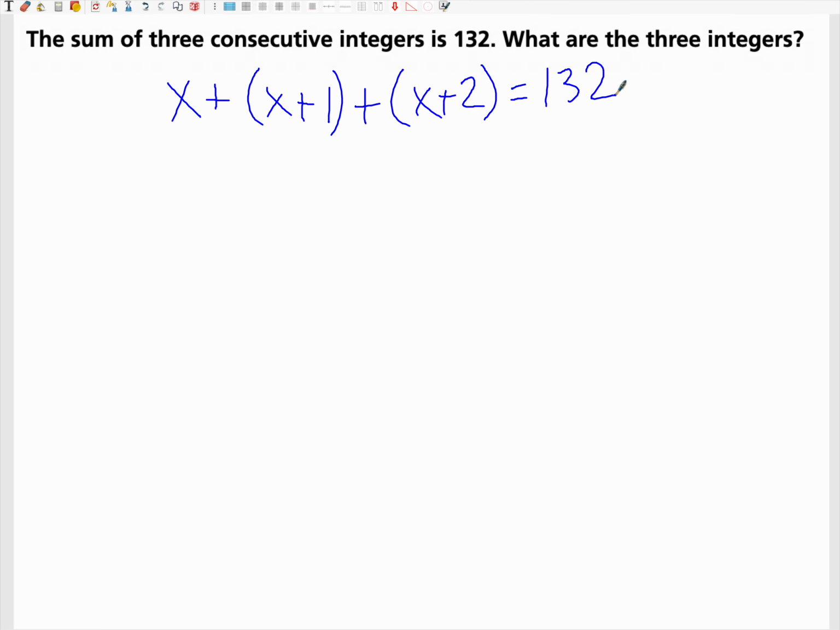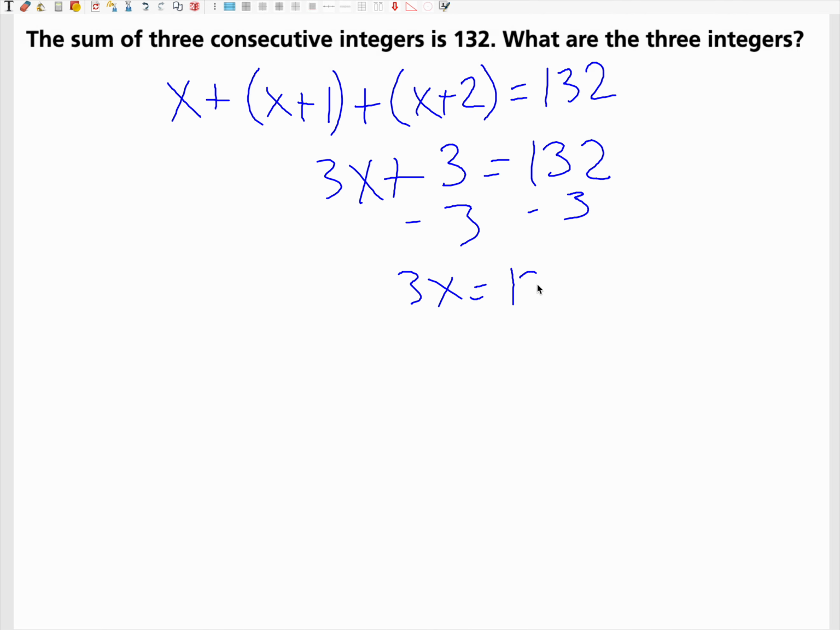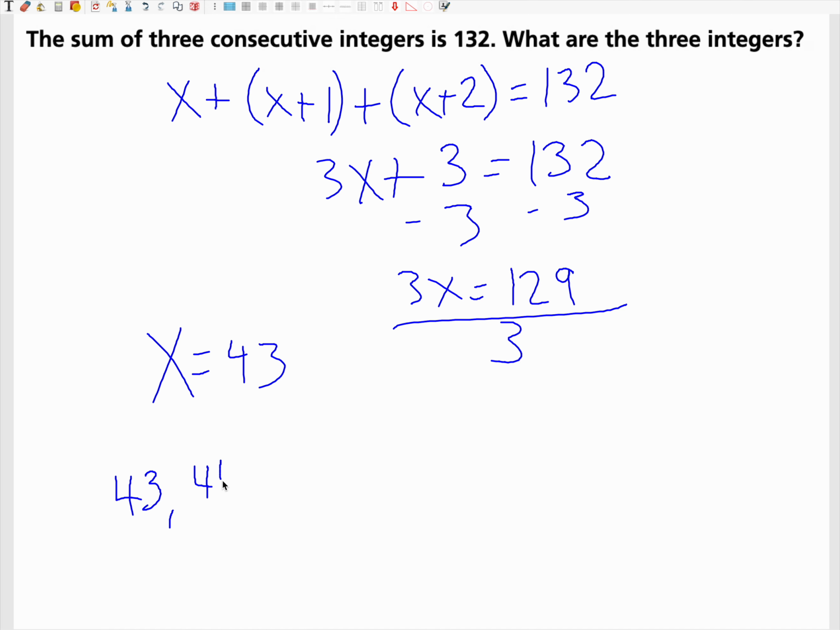x plus x plus x is 3x, plus 3 equals 132. Minus 3, minus 3. 3x equals 129. Divide by 3. So x is 43. So what are my 3 consecutive numbers? 43, 44, and 45.